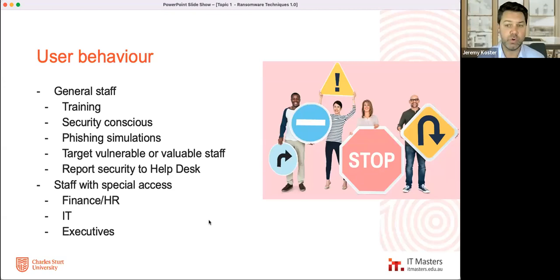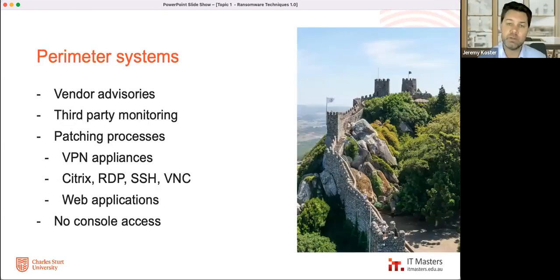Finally, on perimeter systems, we want to keep up on vendor advisories. Some of those big ransomware attacks occurred because they ignored or didn't get the vendor advisory, or weren't looking out for them to get patched. Keeping that perimeter view is important. That means third-party monitoring of what is happening on your external perimeter, or even setting up your own scanning to see what's opening or closing.